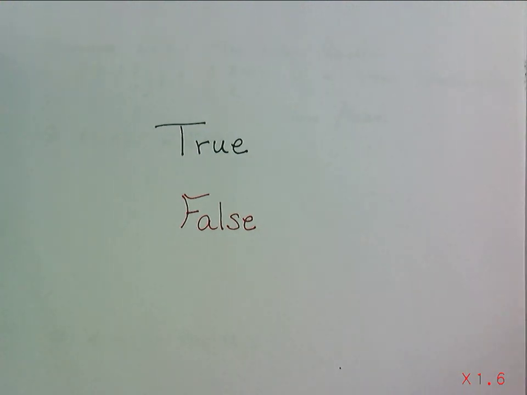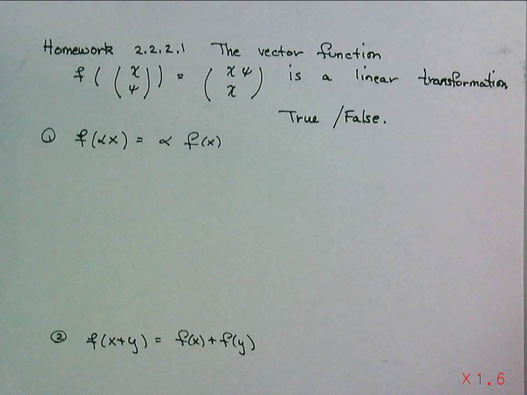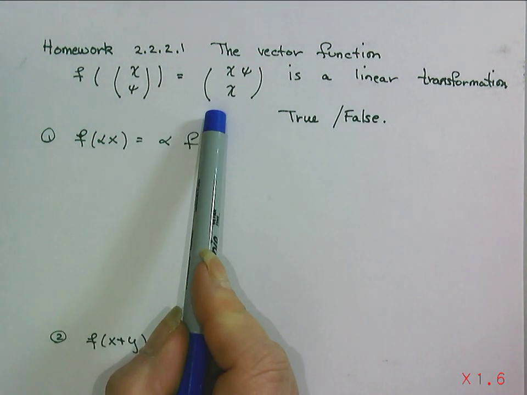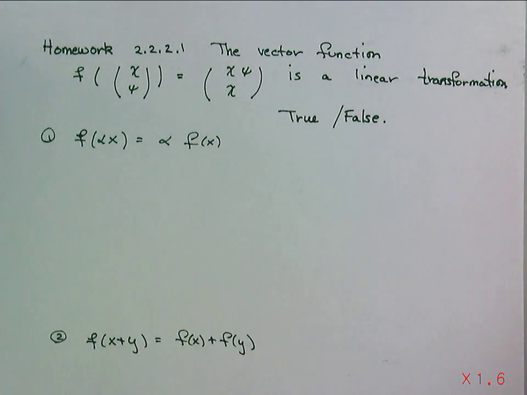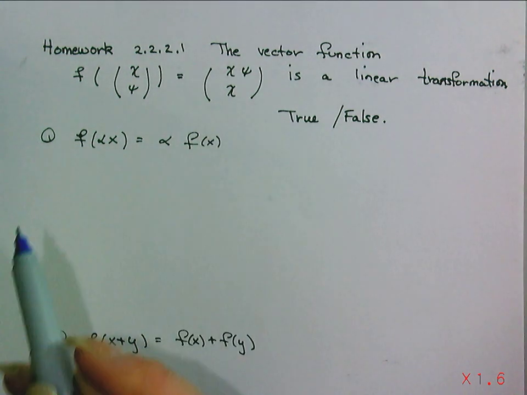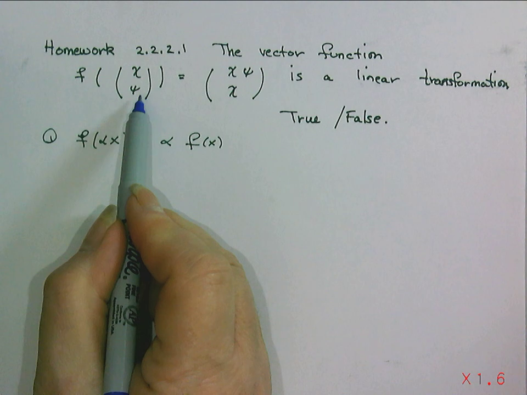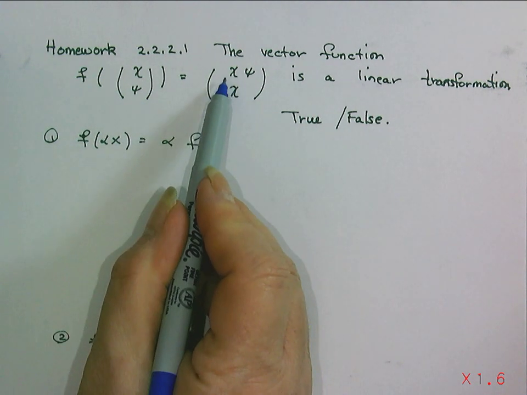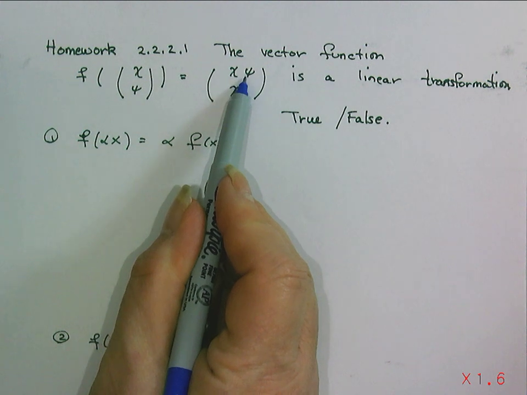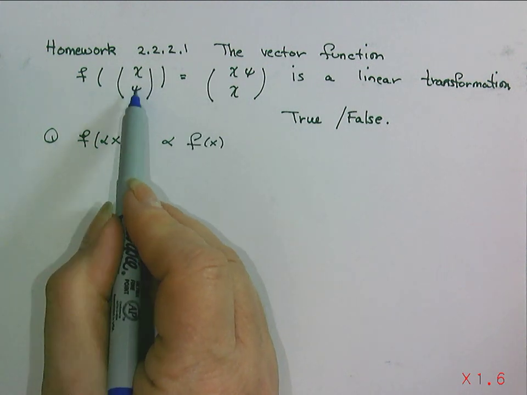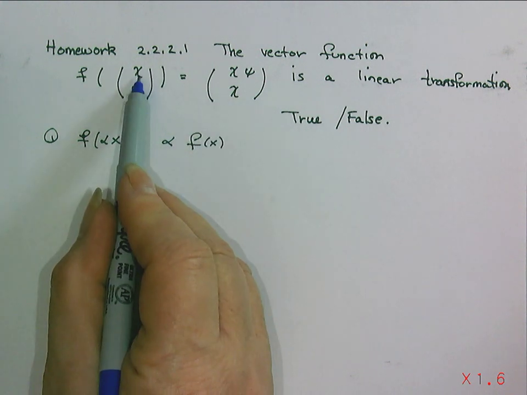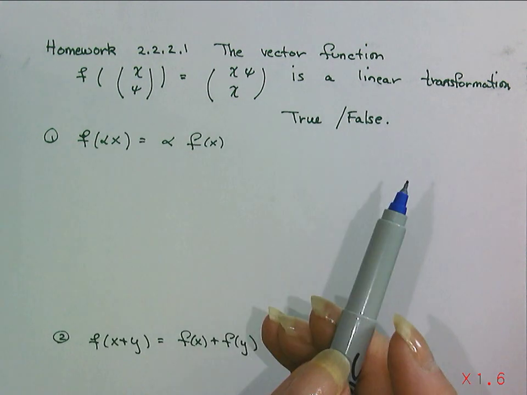True or false? Here we want to decide whether a function defined in this particular way is a linear transformation. So the way the function was defined, it takes a vector of size 2 into a vector of size 2, where the output's first component is the product of the components of the input vector, and its second component is the first component of the input vector.